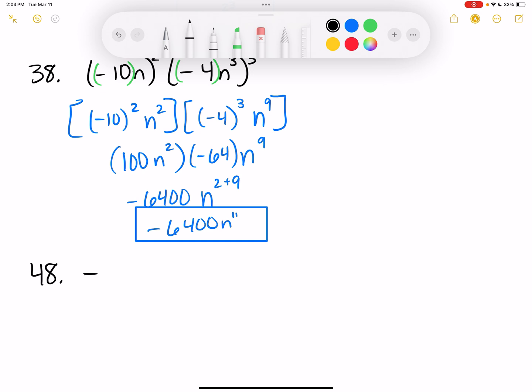Negative xy squared z cubed, raised to the 5th, times x to the 4th y z, all of that squared.